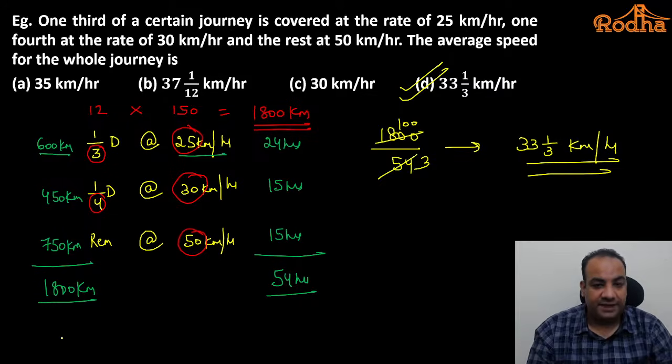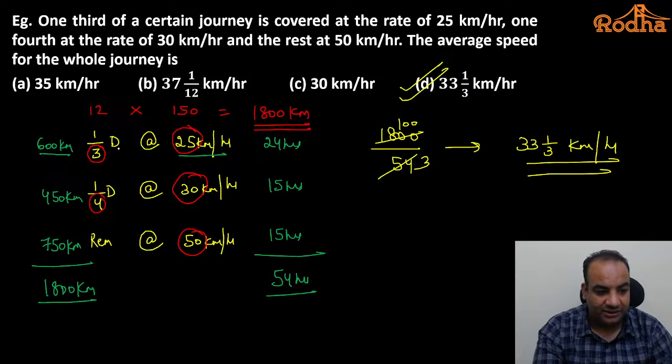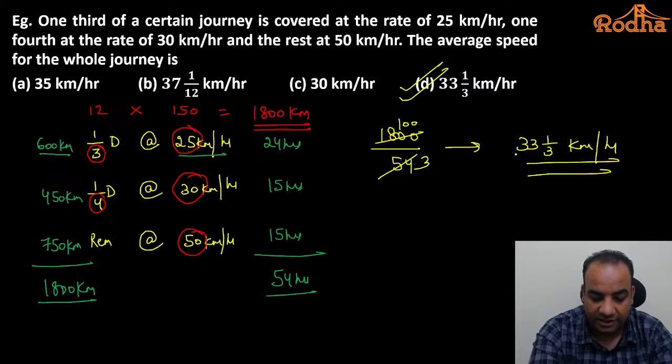So average speed is total distance upon total time. Here the distance was not given; it was said 1/3 distance, 1/4 distance, remaining distance, with speeds 25, 30, 50. I assumed the distance to be the LCM of 3 and 4, which is 12, times the LCM of 25, 30 and 50, which is 150. That is 1800 kilometers. If a person covers 1800 kilometers, one third would be 600, one fourth would be 450, and the remaining would be 750. So I calculated the time. Now total distance upon total time gives an average speed of 33 1/3 kilometers per hour.